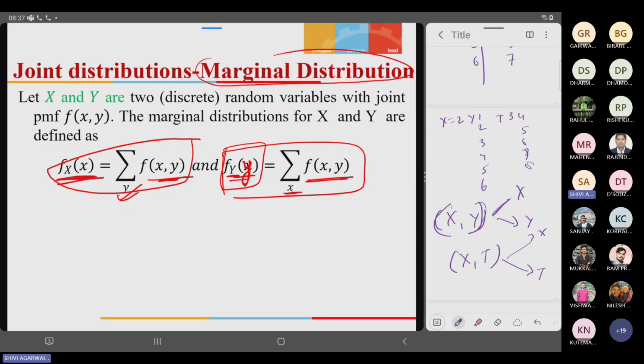So it doesn't mean that we always have to include the other variable in the calculation. No, because we have already done it in the first calculation. So that is the concept of the marginal distribution.